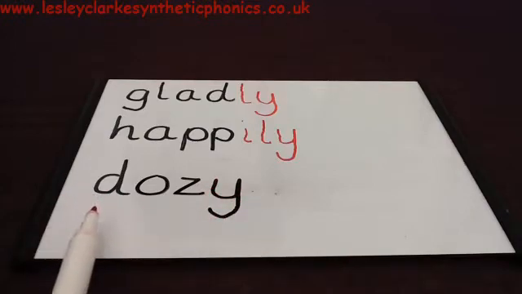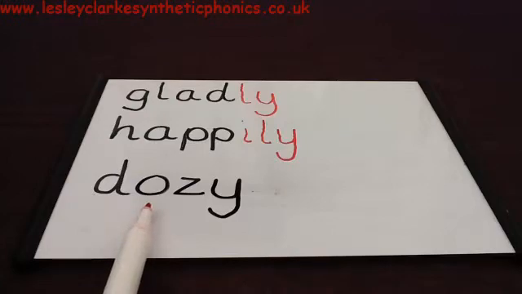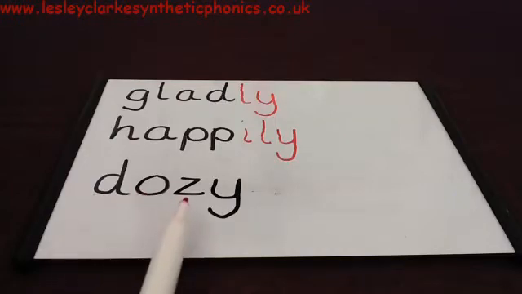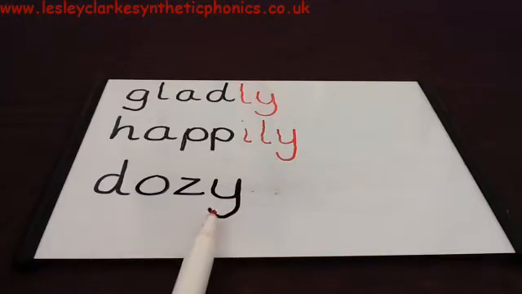Let's sound this one out. What sound are we going to try for this letter first? O. D-O-Z-E, dozy. That doesn't make sense. So what other sound could we try for this one? We could try O. So let's try O. D-O-Z-E, dozy. Means you're a little bit sleepy. So if we change that from dozy to dozily, let's see what happens.